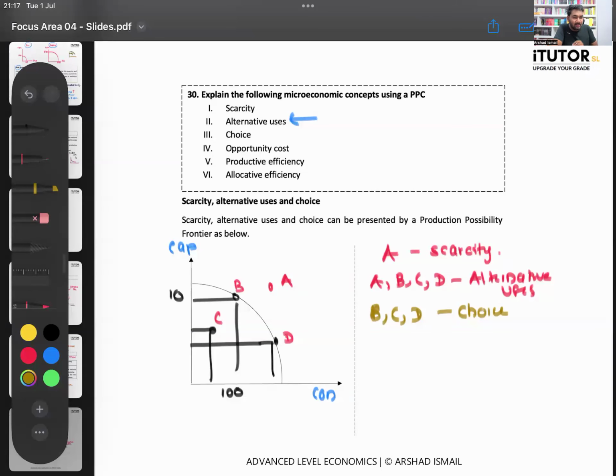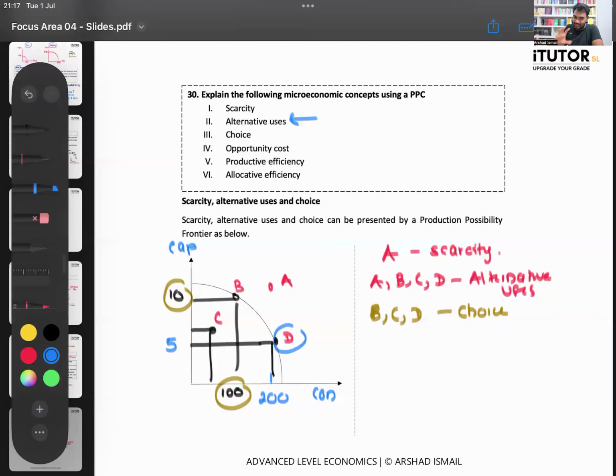Just jotting a few points and saying this is choice is not enough. So you have to say that, look here, one option is the economy can produce 10 capital goods and 100 consumer goods. That is, if they decide to produce at point B, or else they can choose to produce at point C. Let's say at point C, you can produce 5 capital goods and 200 consumer goods. So that's a choice. C is another one. D is also another one. So that is what you call choice.